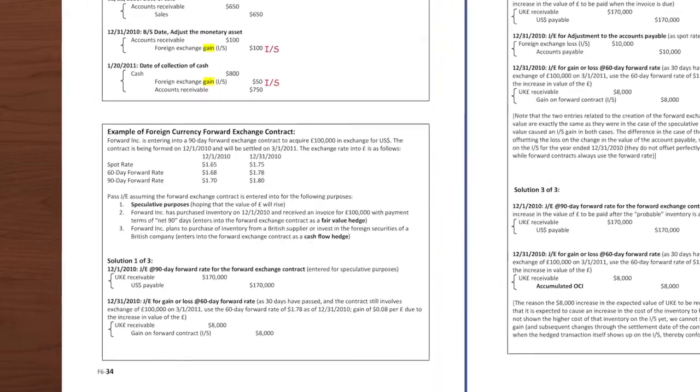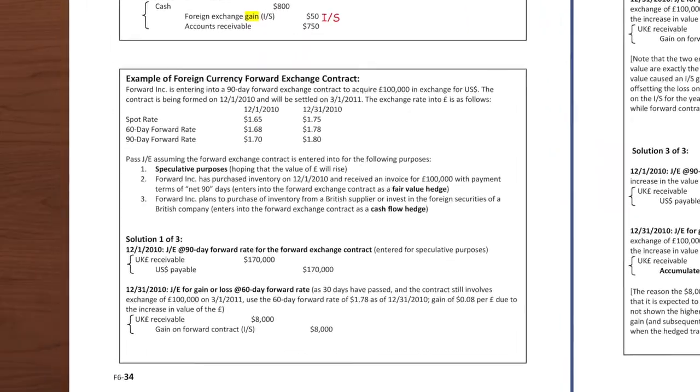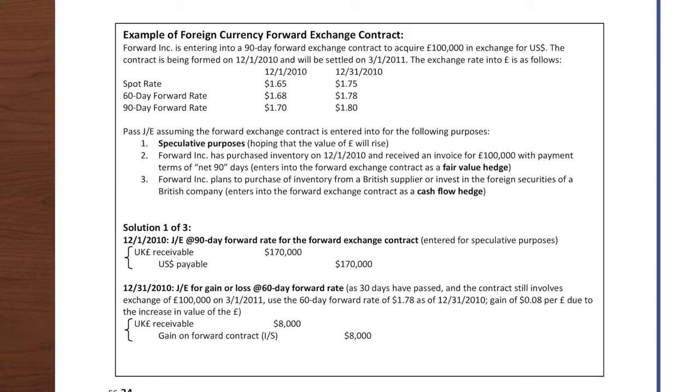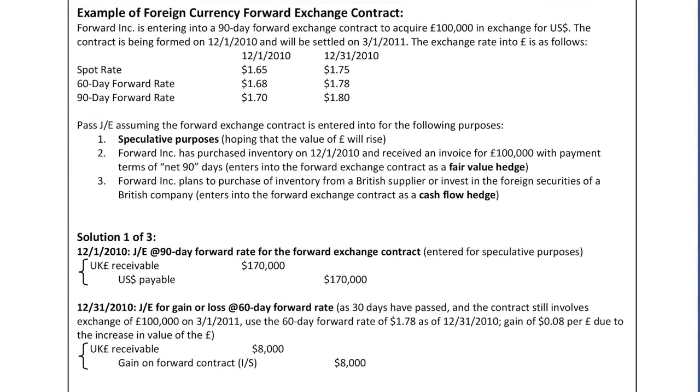Turn to page 34, and here we are looking at an example of foreign currency forward exchange contract. So put a box around forward exchange contract. And here we have Forward Inc. entering into a 90-day forward exchange contract to acquire 100,000 British pounds in exchange for US dollars. The contract is being formed on 1st December 2010 and will be settled on 1st March 2011.